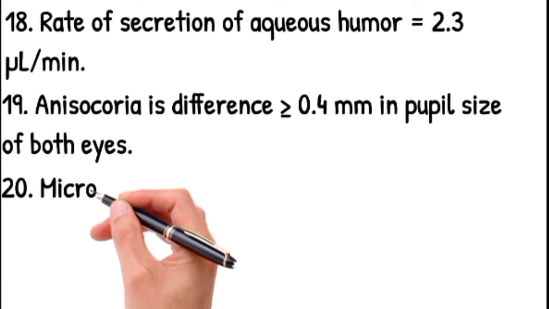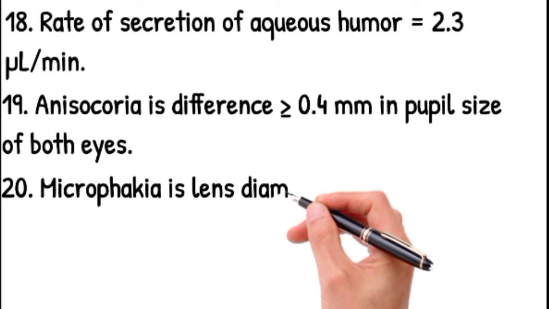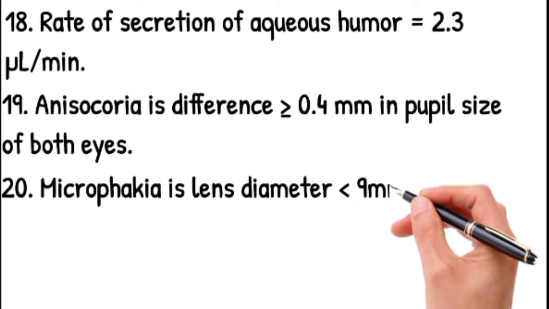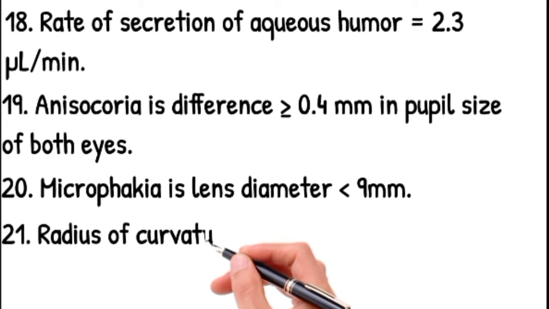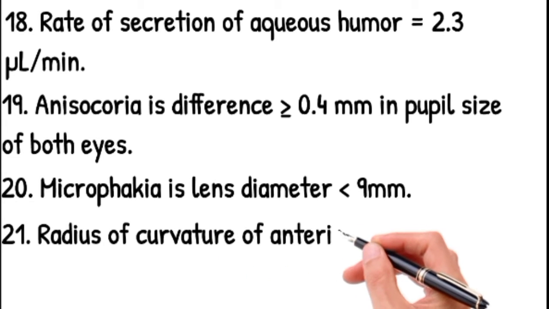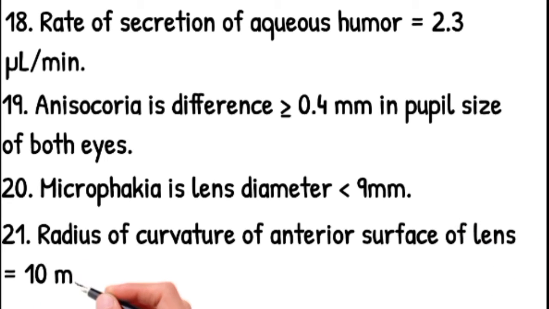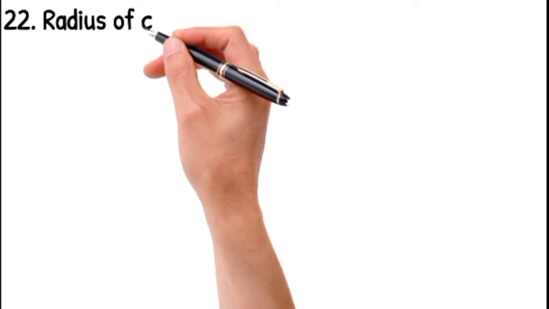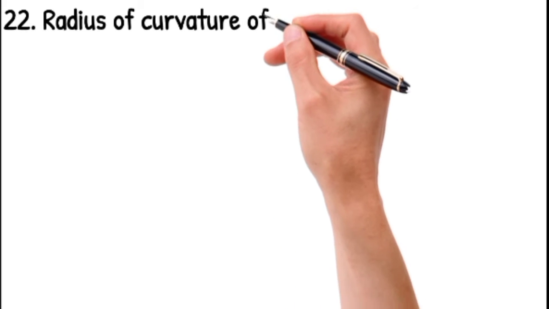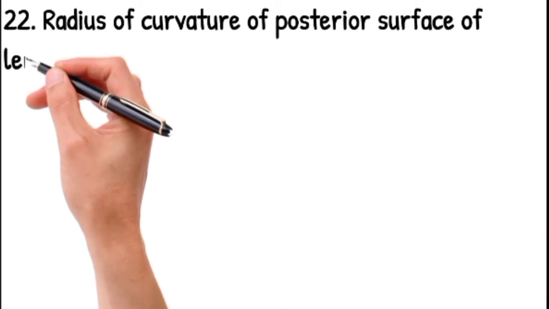20. Microphakia is lens diameter less than 9 millimeters. 21. Radius of curvature of anterior surface of lens is equal to 10 millimeters. 22. Radius of curvature of posterior surface of lens is equal to 6 millimeters.